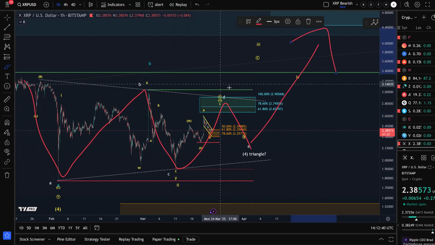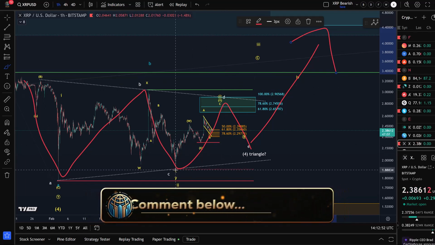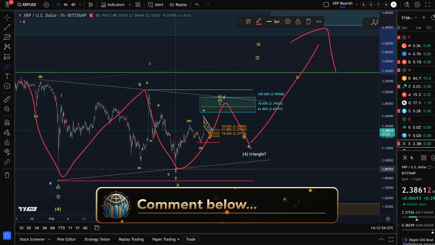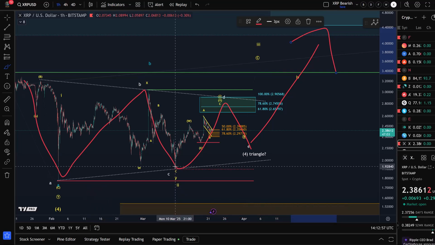It needs to form lower highs and higher lows in that case, to keep that alive, which means the price must hold above the, what is that, 10th of March low, must hold above $1.90 to keep that triangle alive.